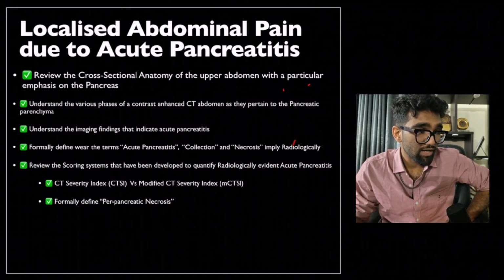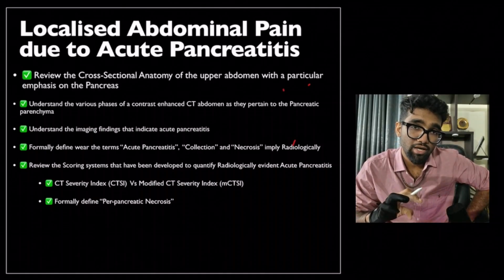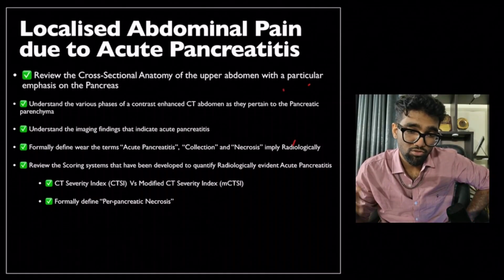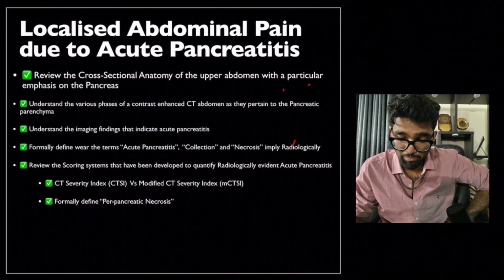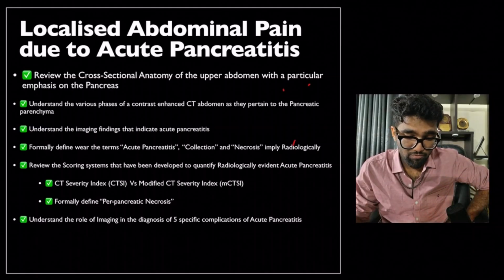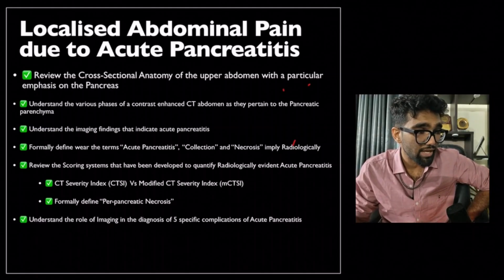We formally defined what peripancreatic necrosis means. As we discussed, it is an inhomogeneous collection around the pancreas or extension of that collection into the body of the pancreas. Then we have understood the role of imaging in the diagnosis of 5 specific complications of pancreatitis: A, B, C, and D.